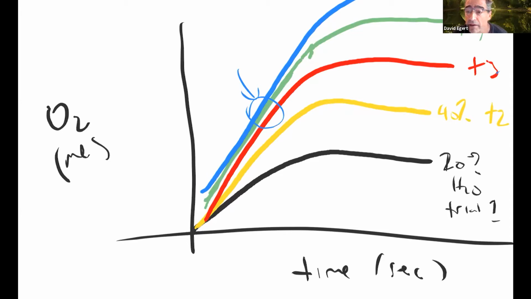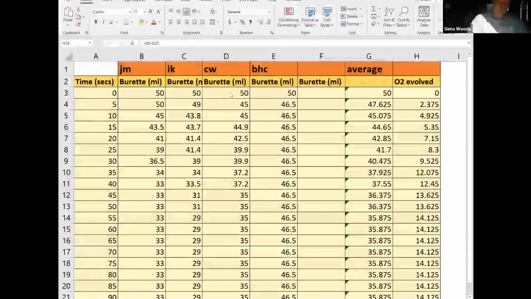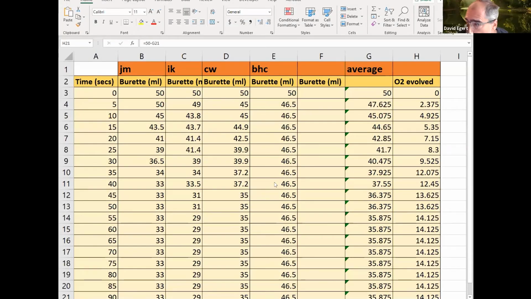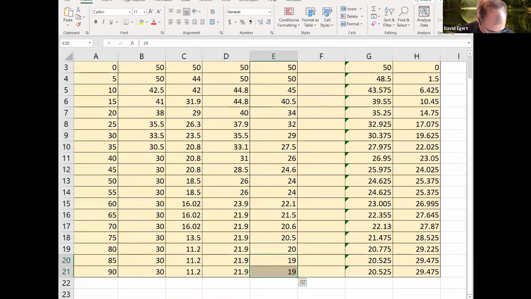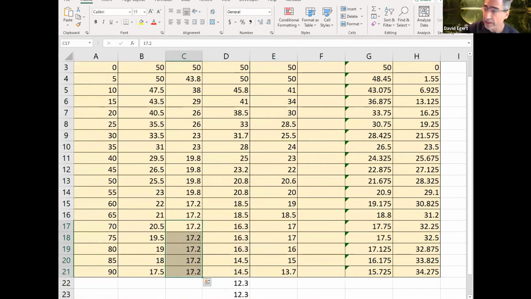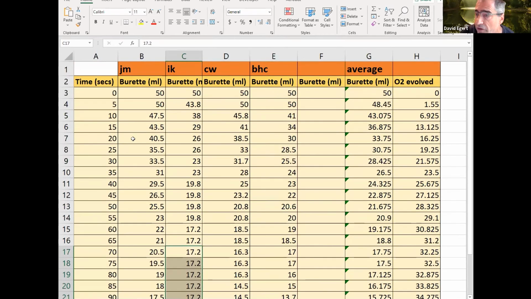When I looked at, in fact, I can share now. I'll share, except for whoever didn't send in the data. I've got 4 of them. I have here trial 1, trial 2, trial 3, trial 4, trial 5. Basically what I did was I put in all of your data and got the average of that data. And then oxygen evolved is just 50 minus whatever that burette reads.